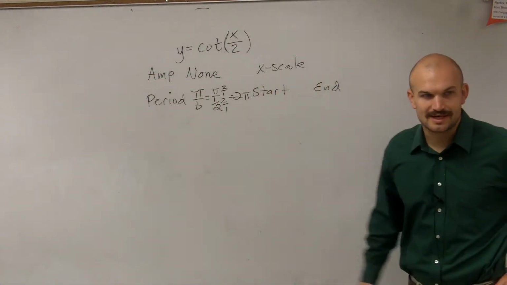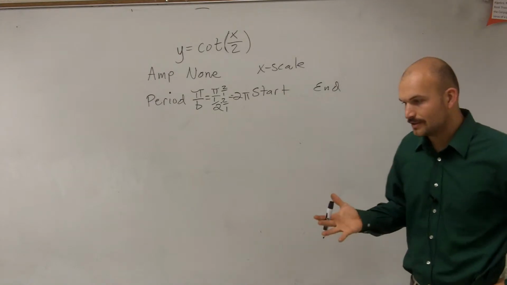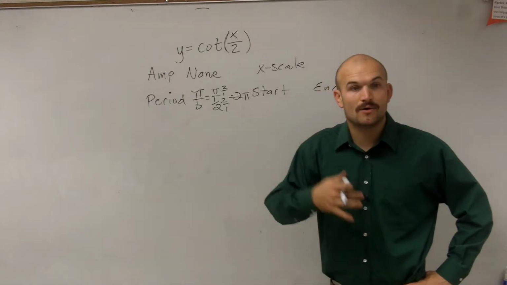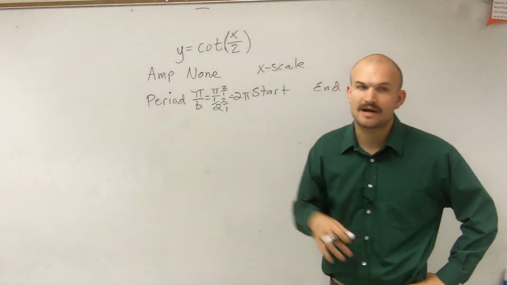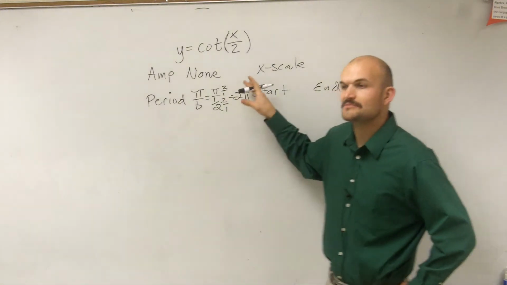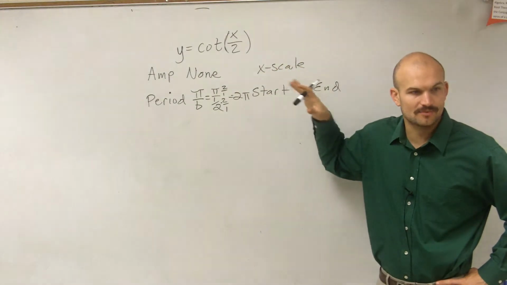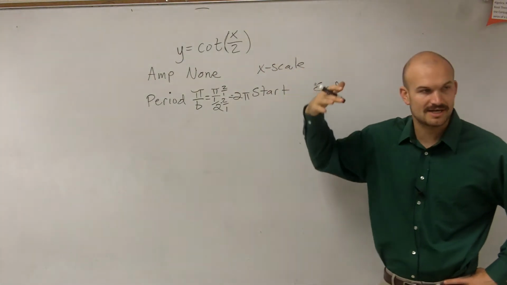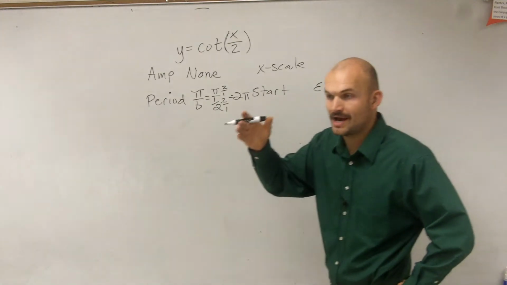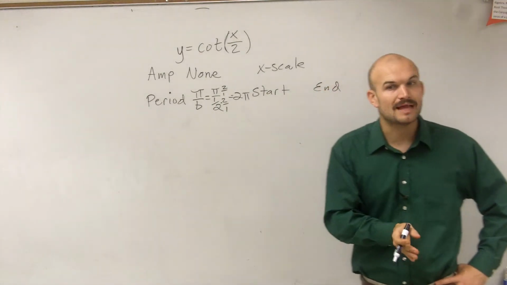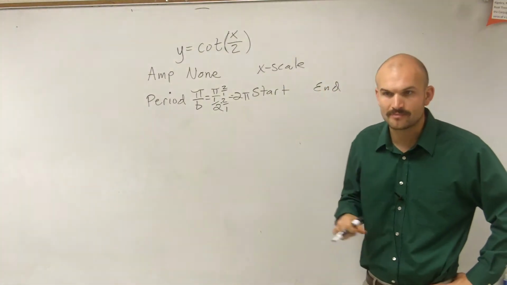Now let's look at our x scale. Before, we always remembered our x scale was your period divided by 4. That's all you have to do: take your period and divide it by 4. A lot of times we like to still do that for our x scale, because there's a way of graphing tangent and cotangent to get a very descriptive graph. We can see the curve a lot better by using 4 important points.